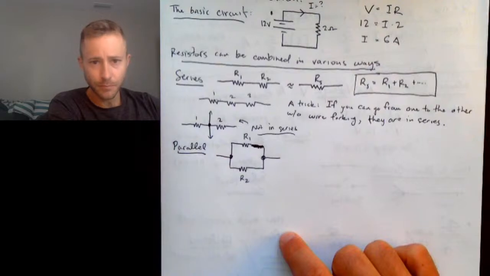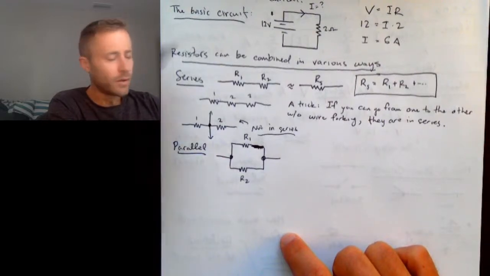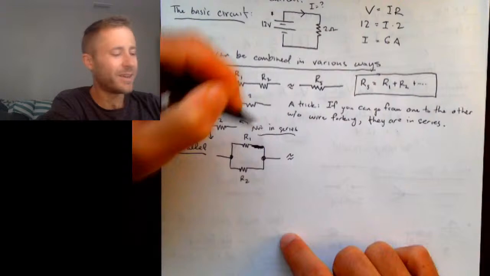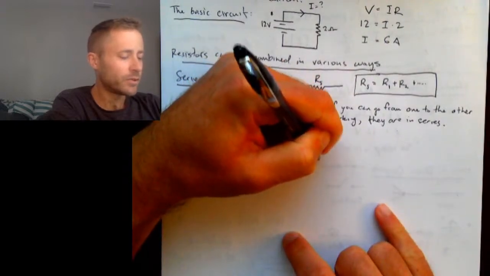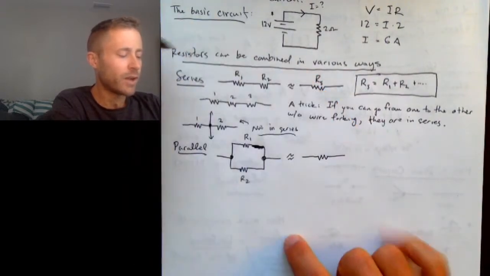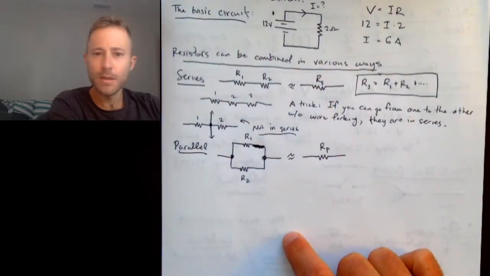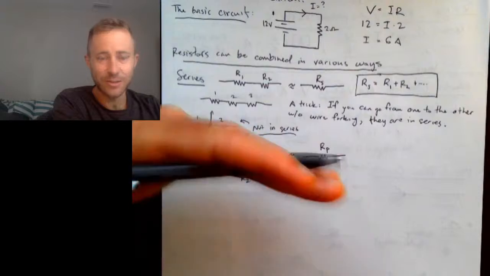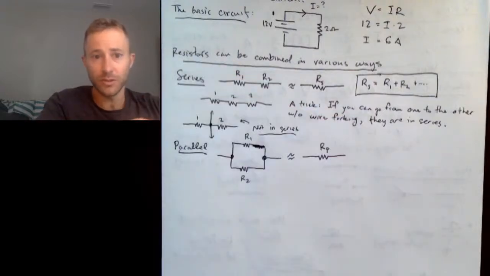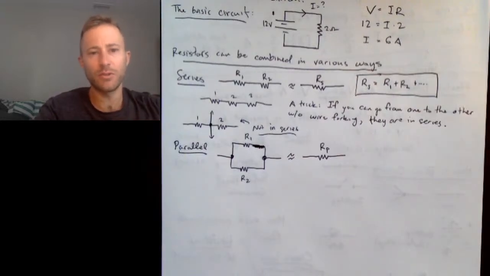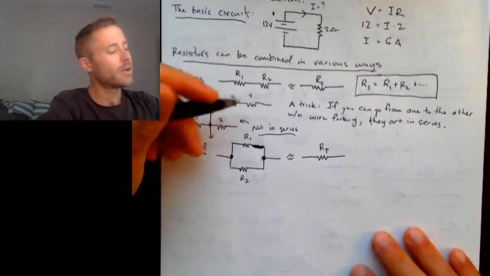And so this is equivalent to a single resistor, which I will call R sub P for parallel. So again, from the perspective of the circuit, these 2 resistors act as if they were a single resistor. Even though they have their individual identities, from the perspective of the voltage source, they might as well just be lumped together into one thing. Okay?